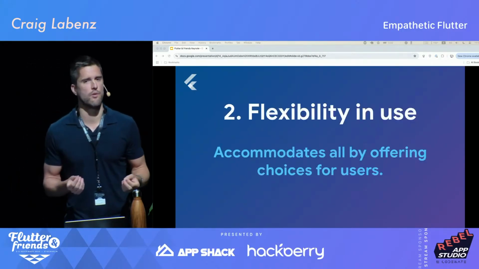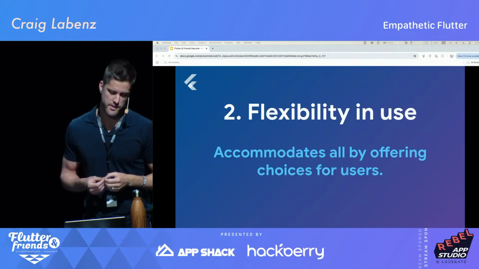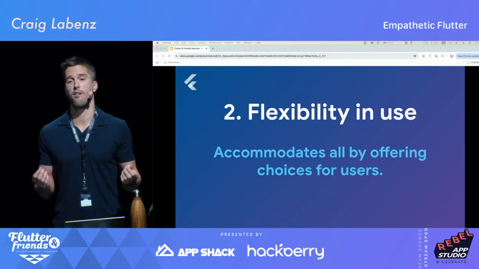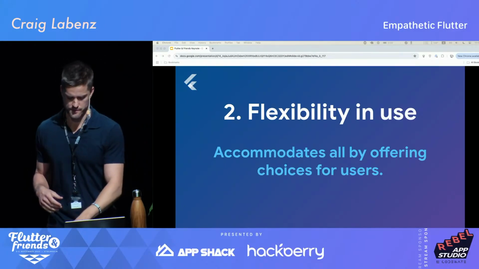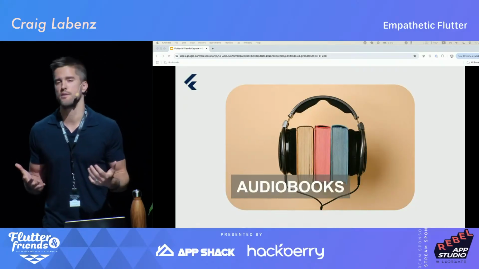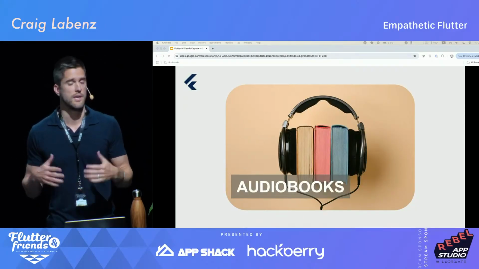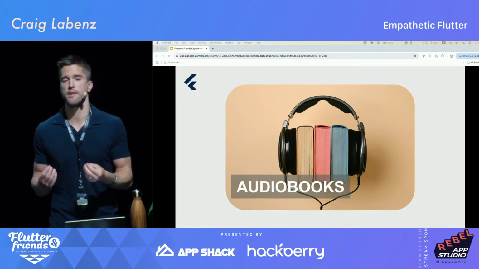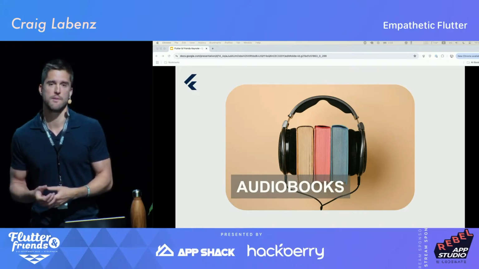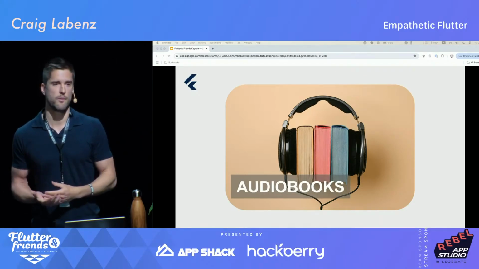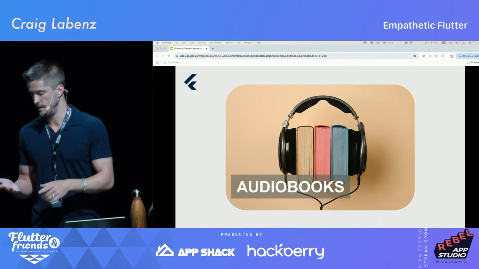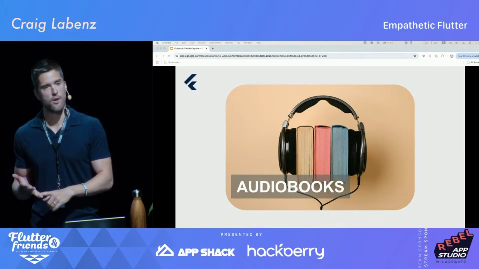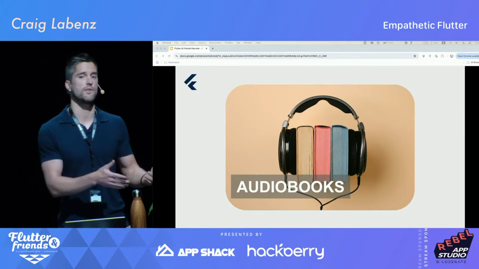The second principle of inclusive design is flexibility in use, which is defined as accommodating all by offering choices for users. And to me, a quintessential example of user choice is audiobooks. If you can't read a book, then you can listen to it if you'd like. This was originally only designed for visually impaired folks. But again, guess who ends up using audiobooks? Everybody who's busy, either driving to work or folding laundry or washing the dishes, and also wanting to read a book.